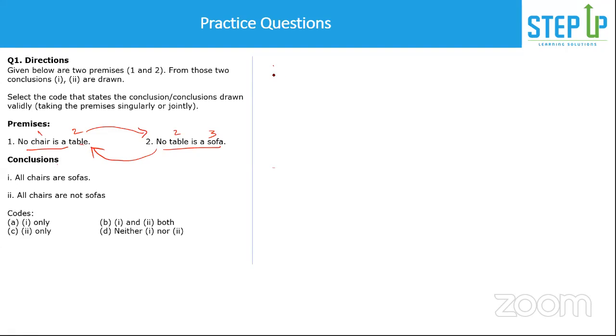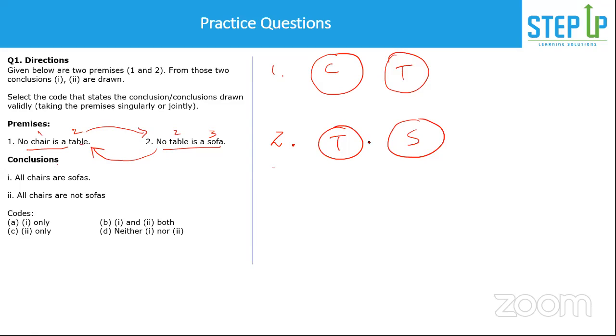So the first statement was, no chair is a table. Now this is a simple thing. That means this is the only possible diagram. You can put table here, it is the same thing. That means this is one diagram. Now the second statement said, no table is a sofa. That means these are two separate things.